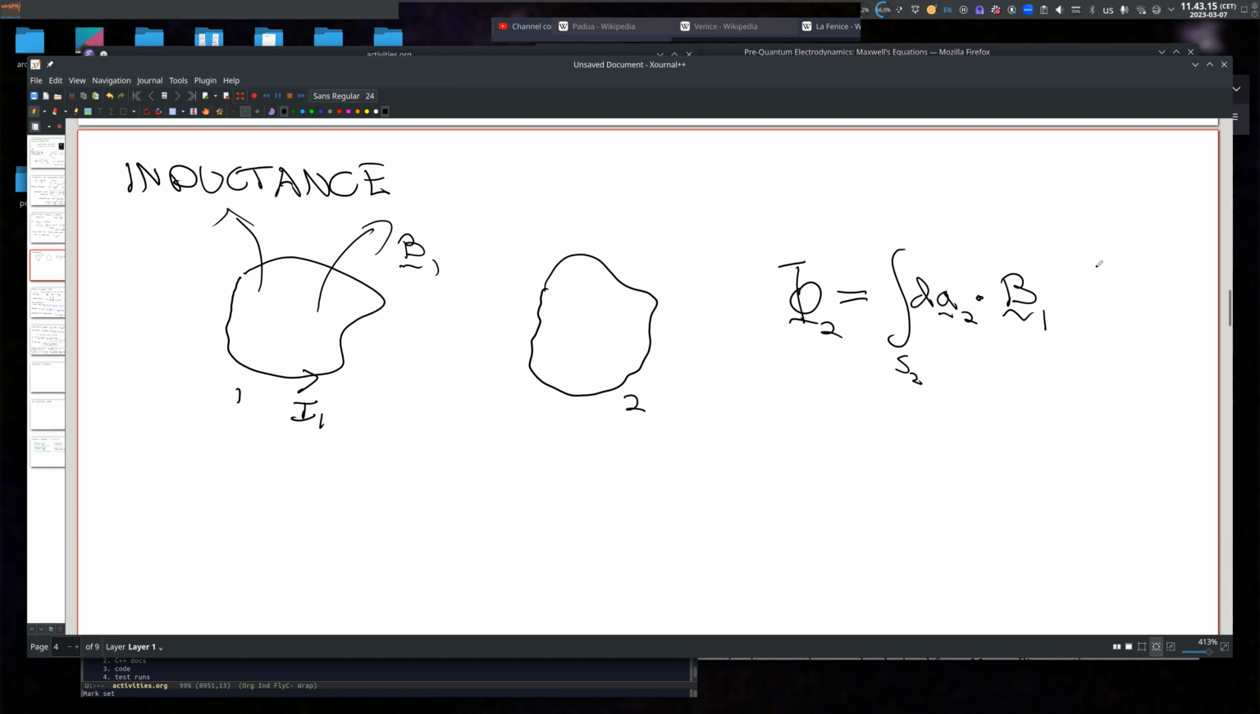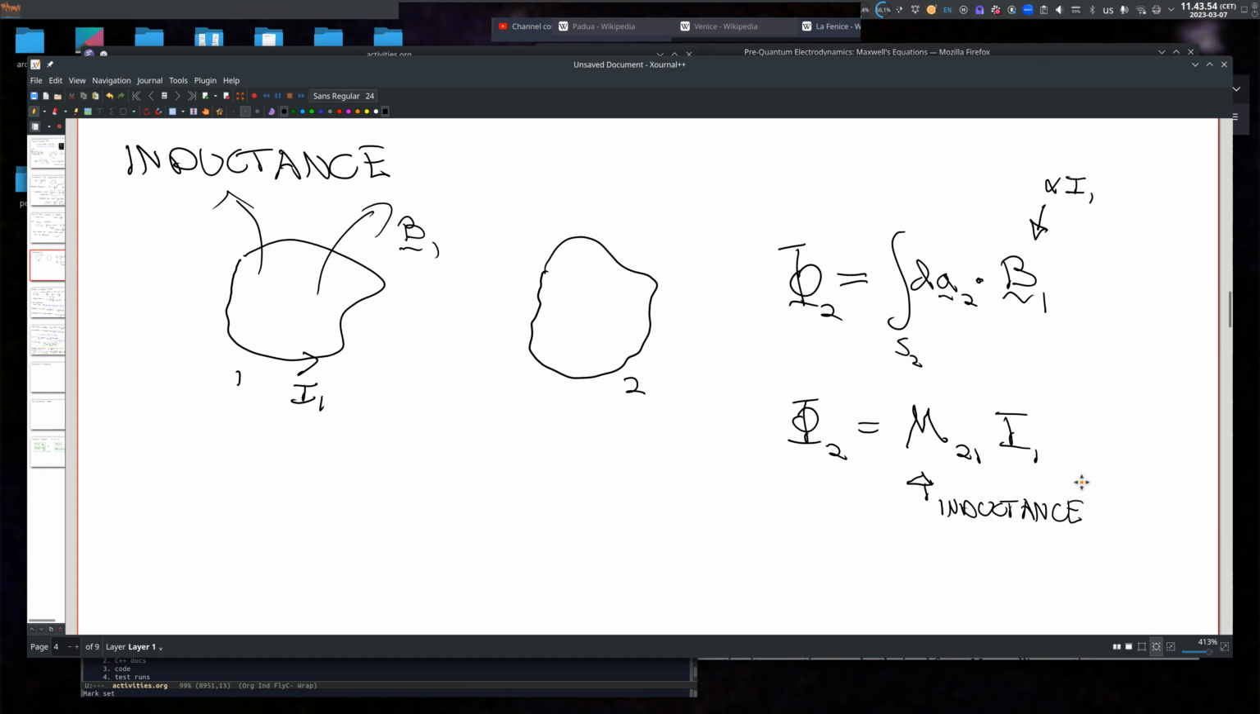So because B1 is proportional to the current I1, we can write this relationship here as the flux in 2 is some number M21 I1, where this number is called the inductance. Okay, inductance here you should read as a word as the kind of propensity to induce into something, right? So the way it's able to do this.